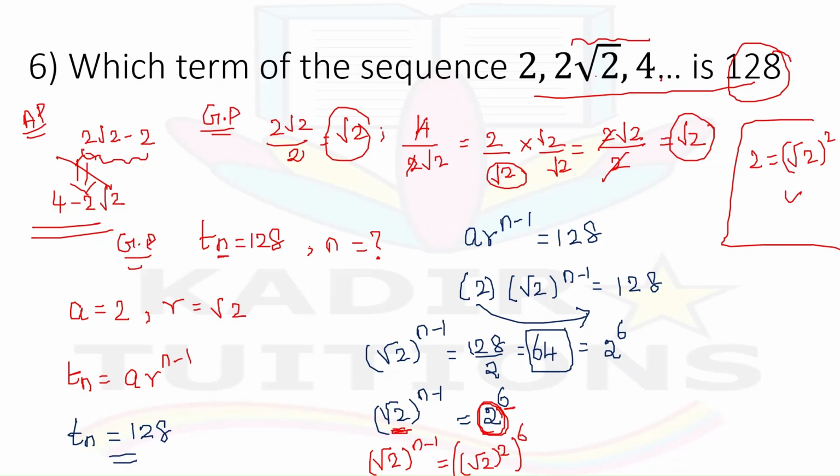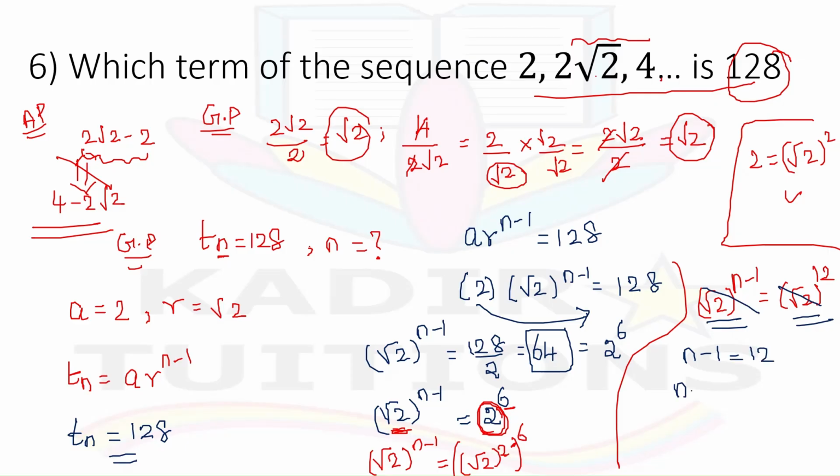Okay. So now what we can do? Power to the power calculation we have to do. So first we'll write the LHS, root 2 to the power n minus 1 equal to root 2 to the power 2 into 6, which is going to be 12. So now if you see, this side also one term, this side also one term, both are having the same base. So we can cancel the base and equate the powers. So what is the n value? It's nothing but 12 plus 1. So n value is going to be 13.